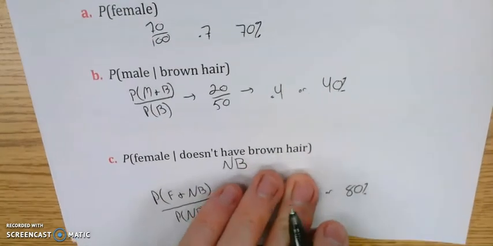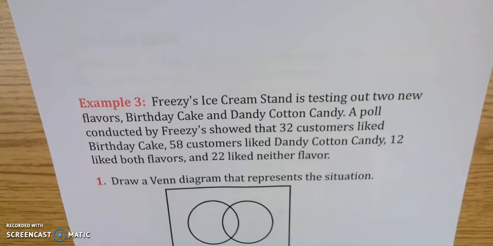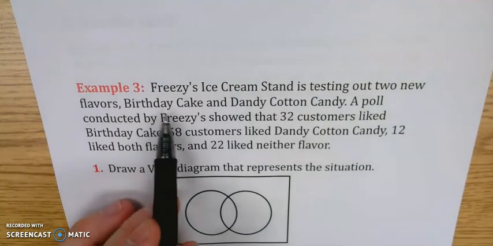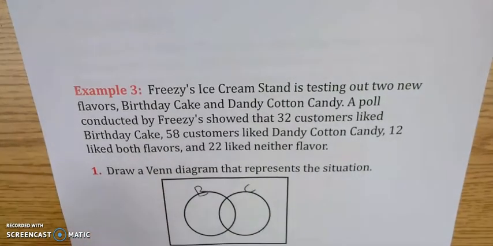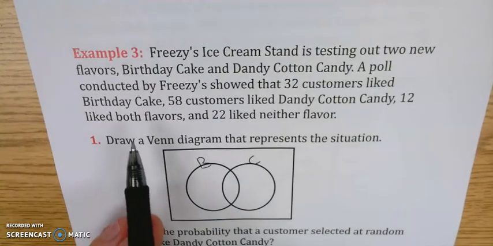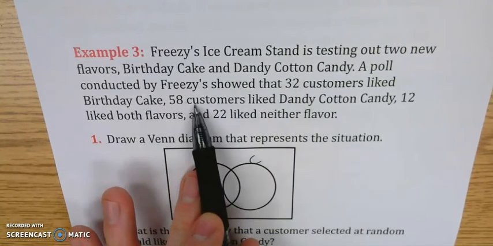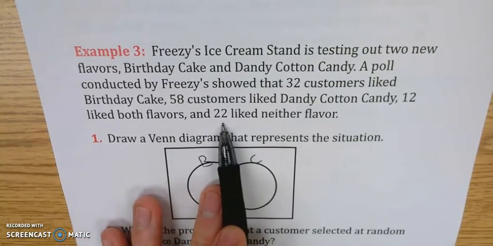All right, next example. Freezy's Iced Creme stand is testing out 2 new flavors, birthday cake and daddy cotton candy. Dandy cotton candy. That'd be weird. So birthday cake, and I'll call this B for birthday, and then C for cotton candy. All right, so we had a poll. It says 32 customers liked birthday cake, 58 liked cotton candy, 12 liked both, 22 liked neither.